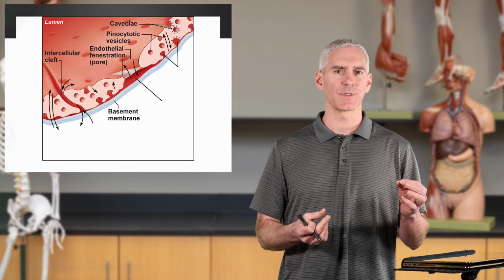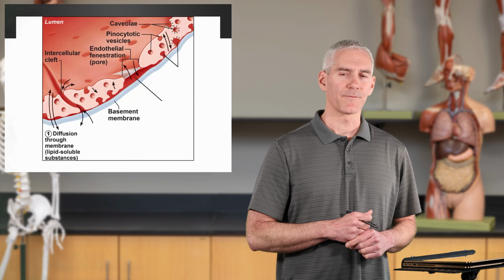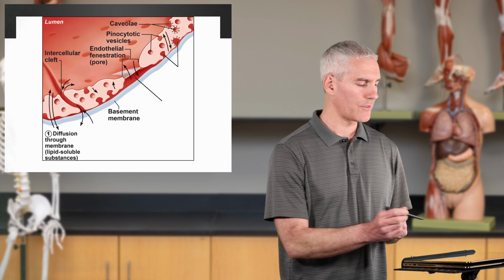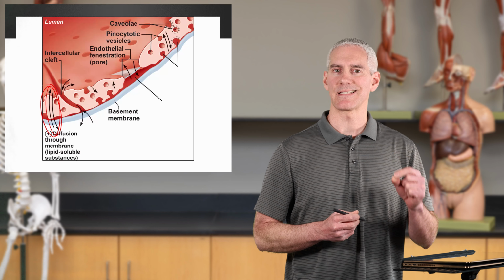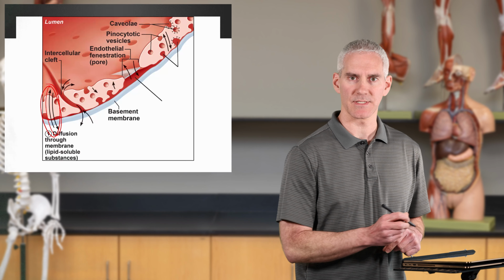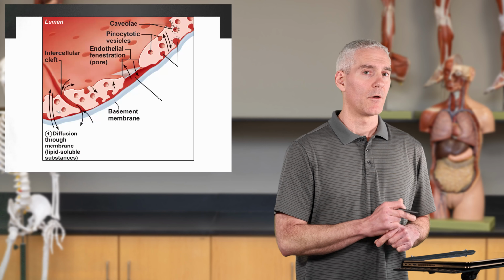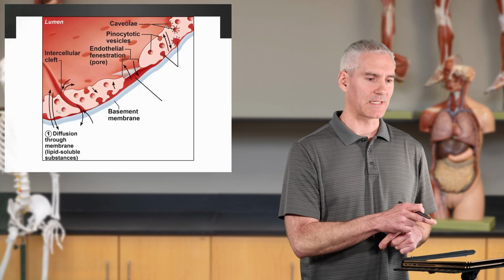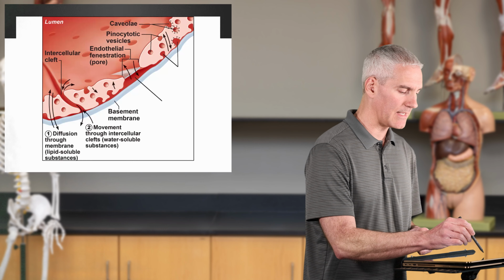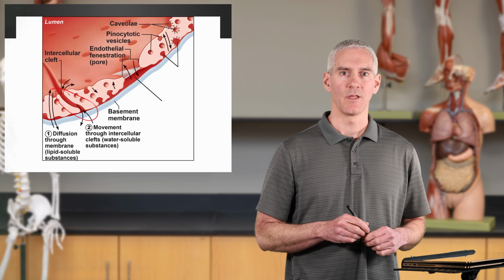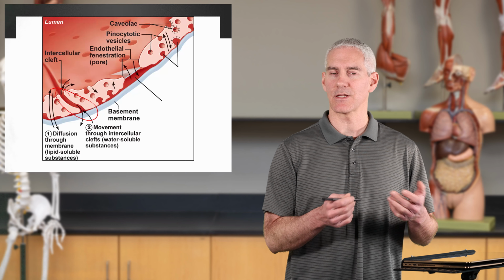So just to look at a little more detail here. First off, again, diffusion right through the membrane. You're seeing it right here. That is going to be your lipid soluble, going right through the actual cell membrane. But then if it's not lipid soluble and it's water soluble, then you're looking at this one going through the intercellular cleft. So it has to go through a space that's opened. You can't go through the membrane.